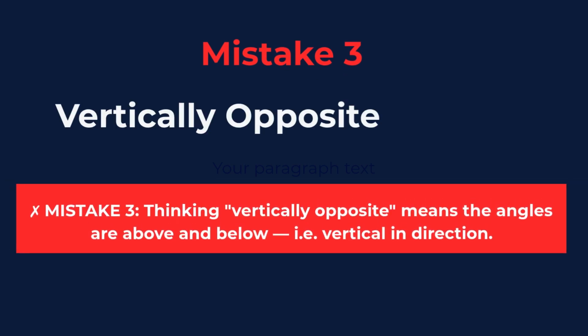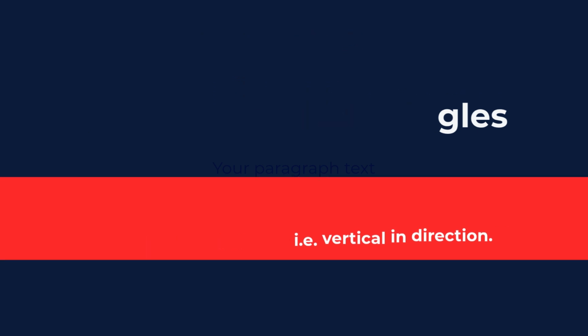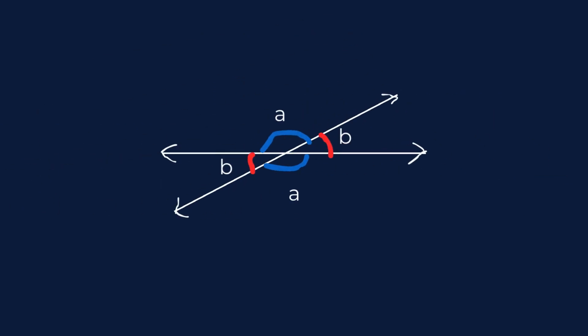Rule 3. Vertically opposite angles. When 2 straight lines cross, the angles directly opposite each other are equal. The word vertically here does not mean up and down. It comes from the Latin word vertex, meaning a point or corner. Vertically opposite simply means the angles are at the opposite corners of the X shape formed by the crossing lines.